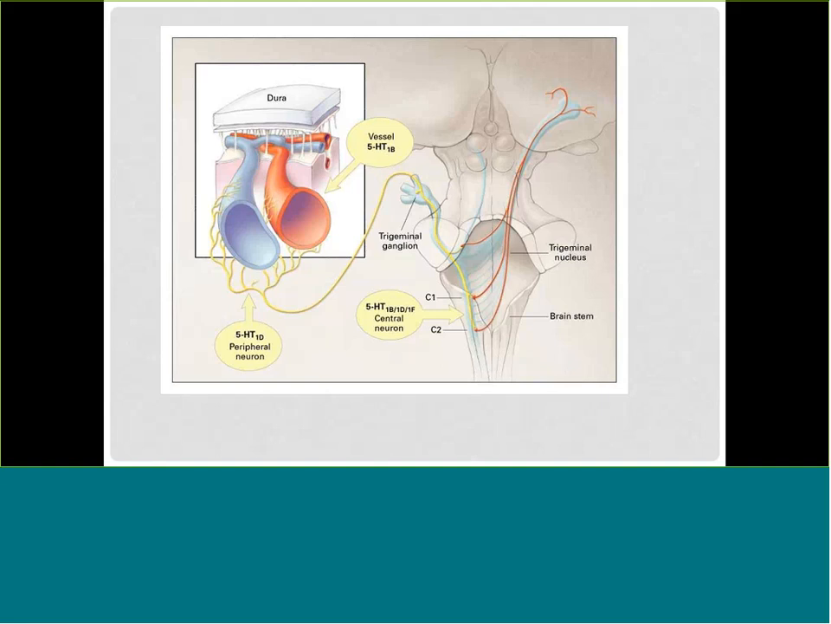So again, another image of the transmission of information from the dura and the meninges to the trigeminal ganglion, and then through the brainstem, even down to the cervical nerve roots C1 and 2, and that may be why patients with migraine often have neck pain.